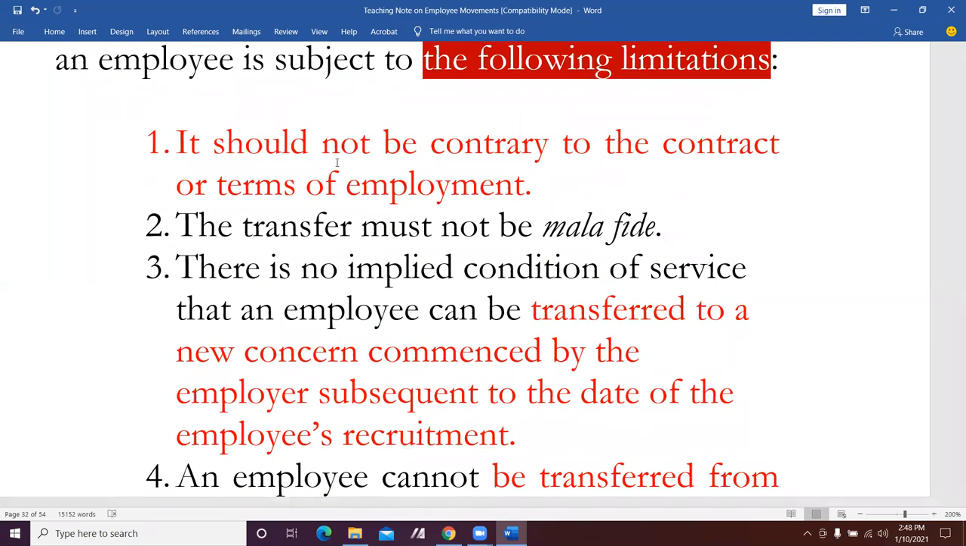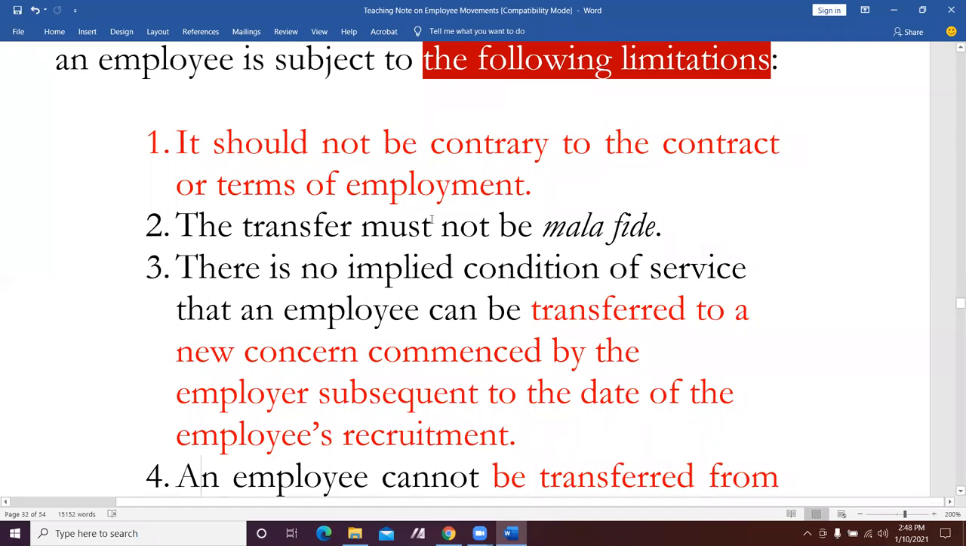It should not be contrary to the contract or terms of employment. So one important thing is categorical mentioning of transferability in the letter of appointment. If that is there, then it is possible to transfer that employee. But if it is not, then there will be a problem. The right of the employer gets limited. That's why it is recommended that when we give a letter of appointment, the human resource manager should make sure that the condition of transferability is included in the letter of appointment. Categorically, we have to specify that.